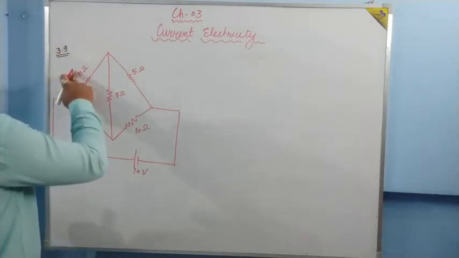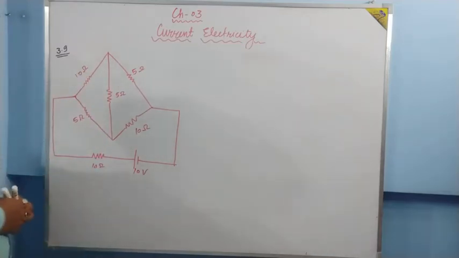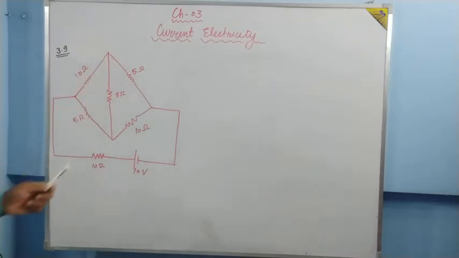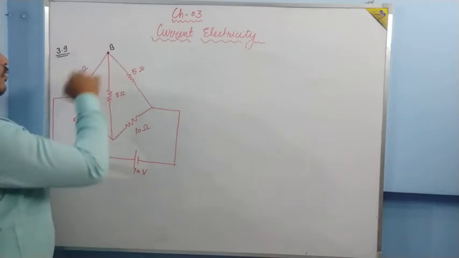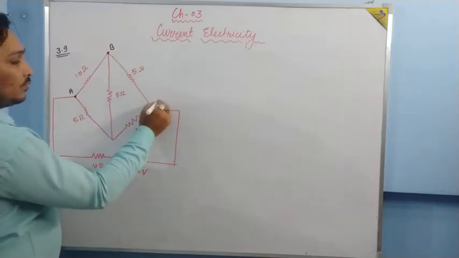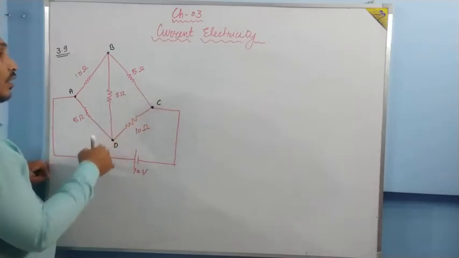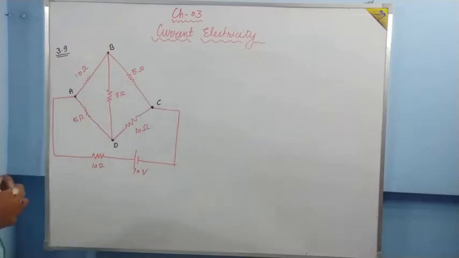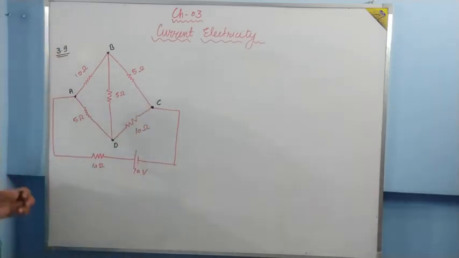How many branches are there? Just try to count. Let me name the points also. Let this point be A, this is B, one branch is AB. Let this be C, one branch is BC. Let this be D, one branch is CD, one branch is BD. That is 5 branches. And one more branch consists of the cell. So basically 6 branches are there, and 6 values of current need to be calculated, right?